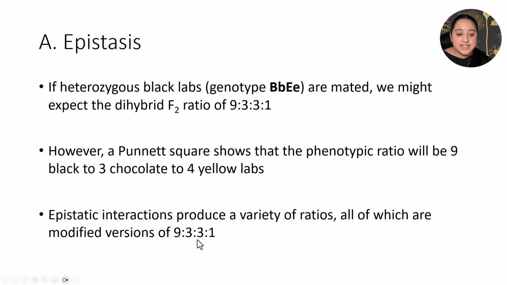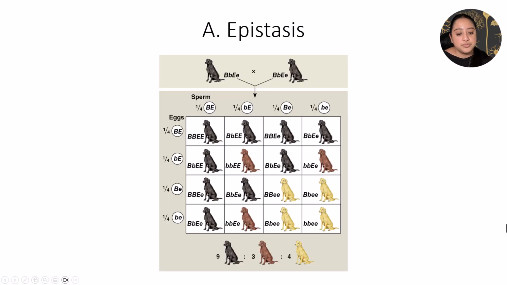So it's like the last two in the hypothetical 9:3:3:1 combined. So you still see the same total number of odds. It's still going to end up the same, but they're just combined, like modified versions of this ratio, because when you look at these combos, it should still add up to 16. So again, epistasis is when one gene affects expression of another gene.